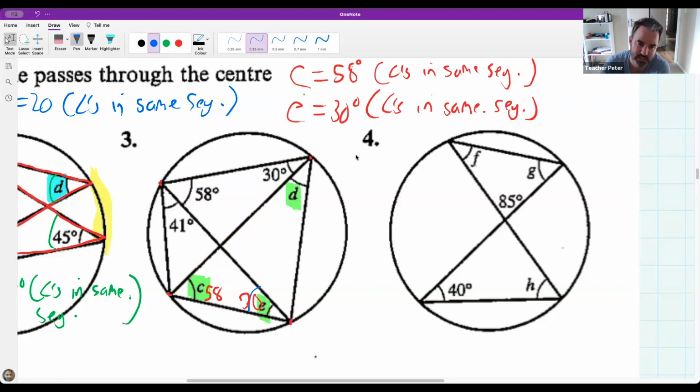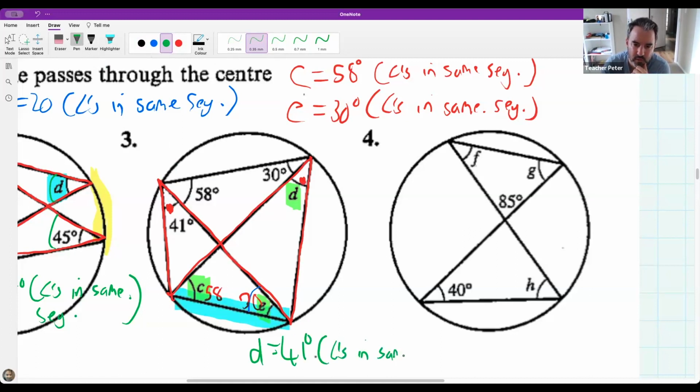So if I look at D, it feels like the chord that the angle is going to be based on is here. So I go from the blue one all the way up to D. And now I have to go up over here. And I can see that this angle over here, you can kind of see it in the butterfly wings here. So D will be 41 degrees, and that will be angles in same segment.